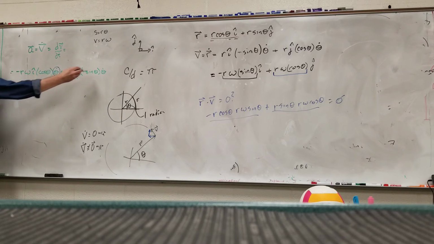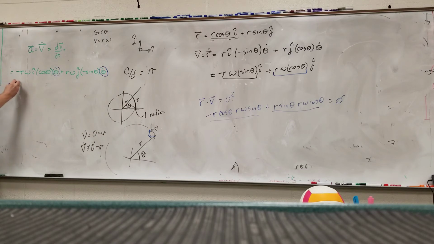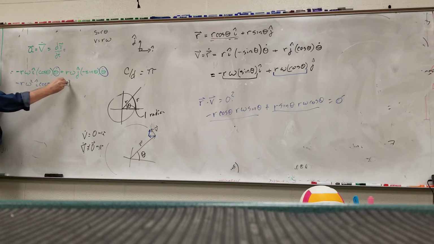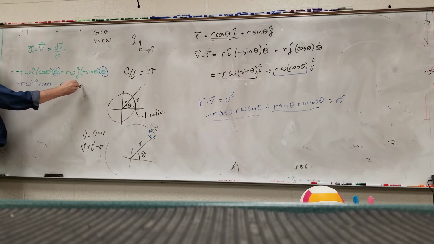Theta dot is just omega. So I have negative r omega squared i hat cosine theta minus r omega squared j hat sine theta.